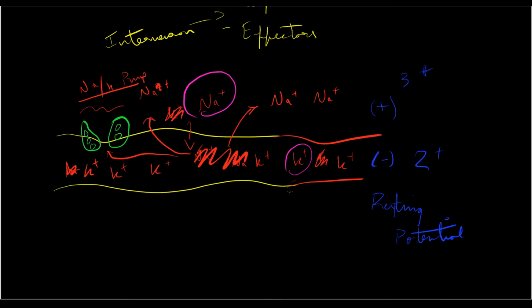For every 3 sodium ions that are pumped out, notice how I have 3 dots here, 2 potassium ions are going to be pumped in. So let's say we had 5 ions in total. 3 of those would be the sodium ions, and those would be on the outside, and the 2 would be the potassium ions, and those would be on the inside. So you're going to have 3 on the outside, 2 on the inside.